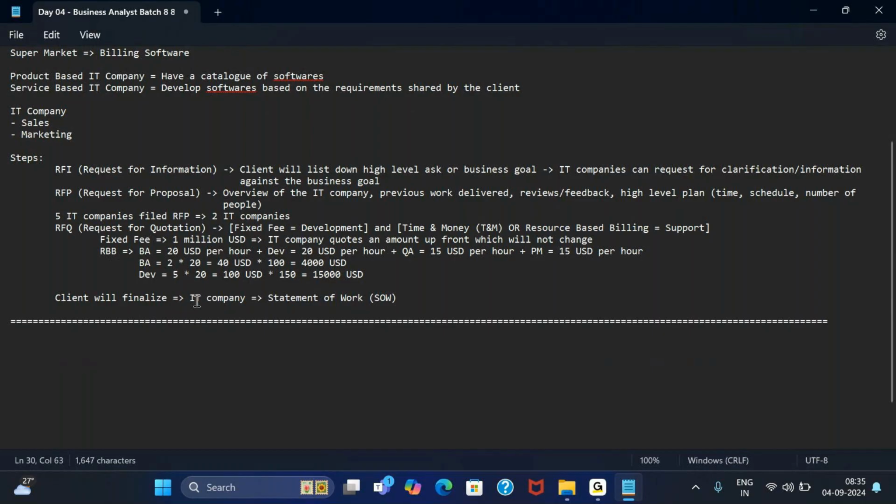So that is one term that you will keep hearing in the IT company, that it is not as per SOW. As per our SOW, we have to do this.